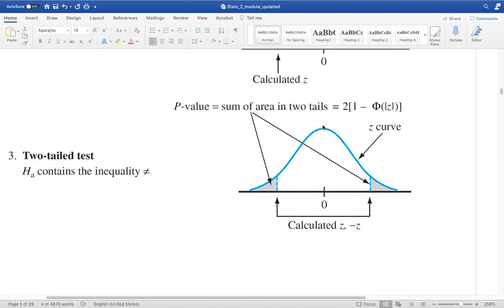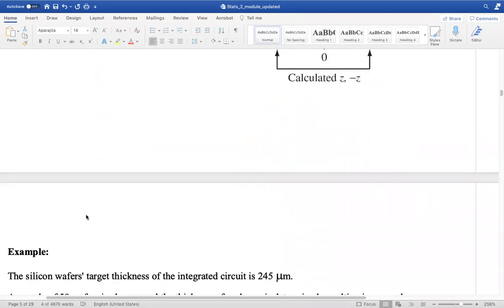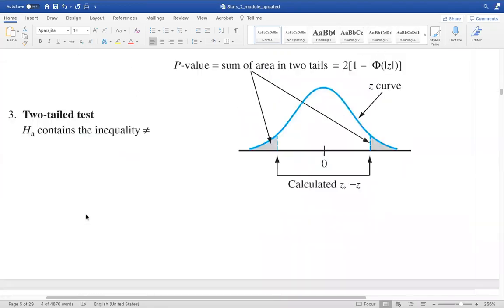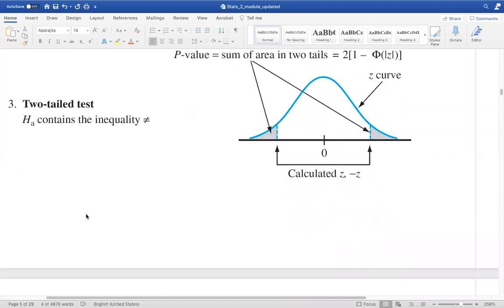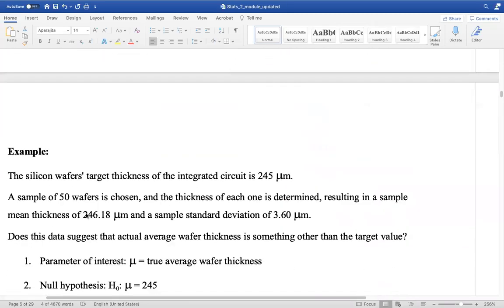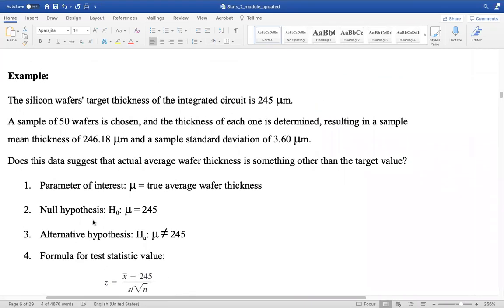So this will be 2 into 1 minus xyz. Okay, this is the two tails we need to do that, the sum of these two tails actually. Okay, that's pretty cool. This is the z test and a t test, and these are the p values. Both scenarios will be the same. So the way you calculated the p value in the t test, the same way we can calculate the p value in the z test as well.